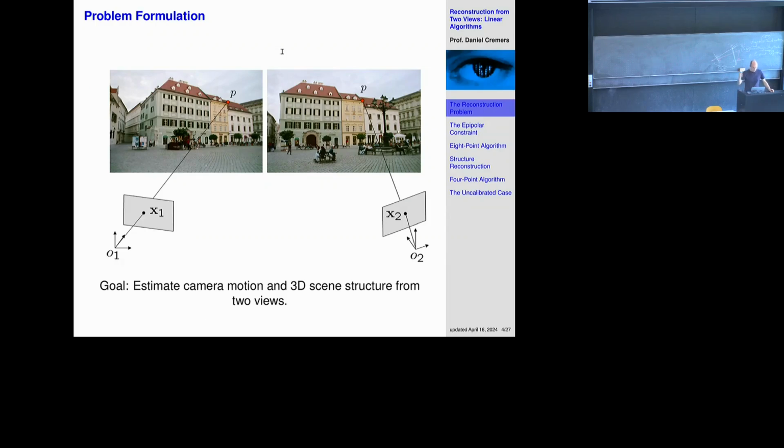So here's a practical example. You're given two images, right? These two. And now you want to know where that point P is in the 3D world. So let's put some notation here. As I mentioned, little x1 and little x2 are the 2D coordinates of that point P, observed in image 1 and image 2. O1 and O2 are the camera centers for the two images.